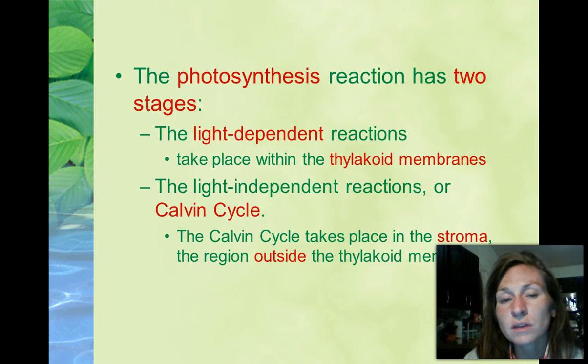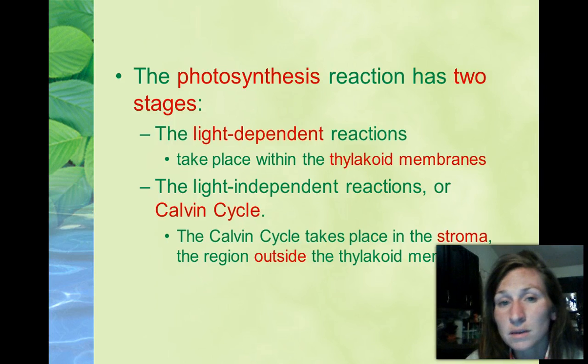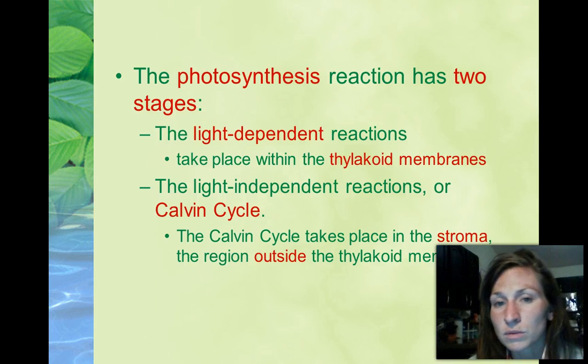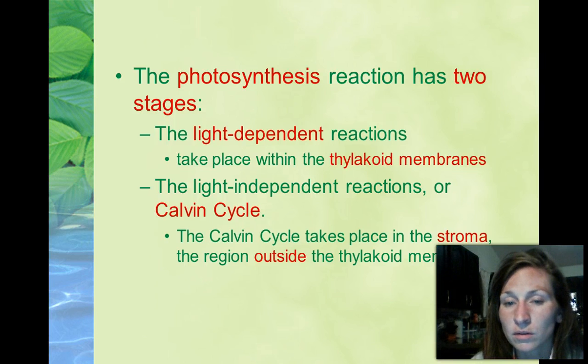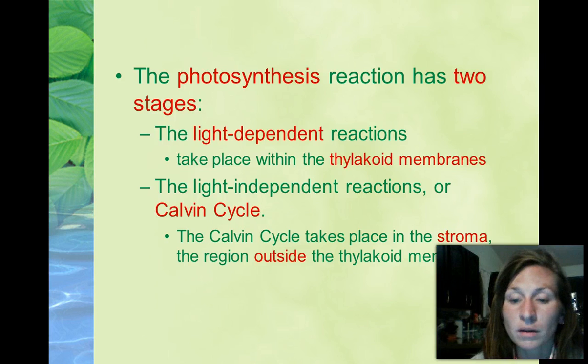There are actually two stages in the photosynthesis reaction. The light-dependent reactions, meaning they are dependent upon light in order to occur, take place within those thylakoid membranes. The light-independent reactions, also known as the Calvin cycle, take place in the stroma, or the region outside the thylakoid membrane. So the stroma is very similar to what the cytoplasm is to a general cell. The stroma is like the cytoplasm surrounding a thylakoid.